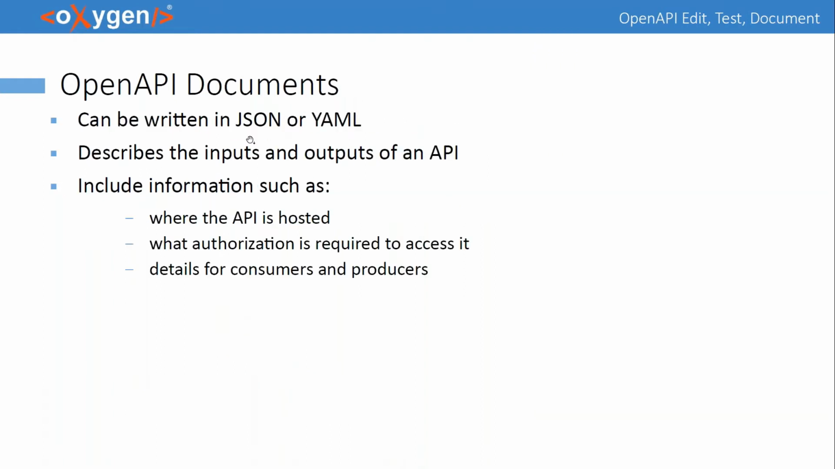OpenAPI documents can be written in YAML or JSON formats and describe the inputs and the outputs of an API. They include information such as where the API is hosted, the server or servers that you want to make available, the type of authorization that you need to access the API, and details about the operations that can be performed on your API.